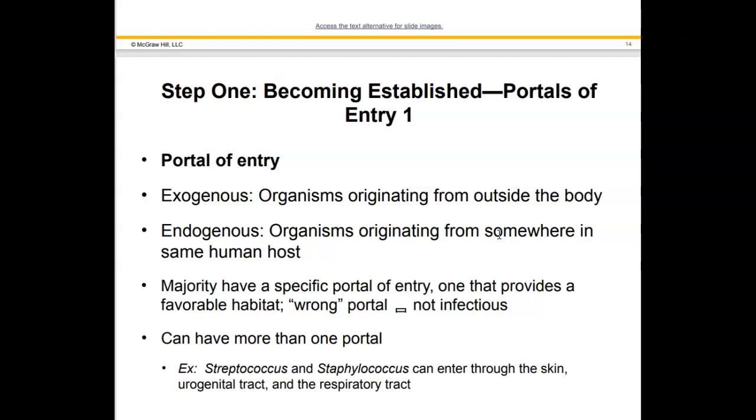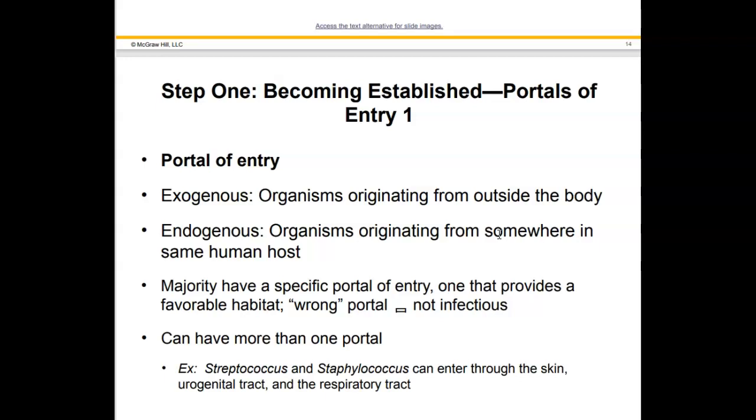Now, the majority of these pathogens have a specific portal of entry, one that provides a favorable habitat. So this is going to be an easy access for them. And it says if it goes to the wrong portal, it's not necessarily infectious, right? So if it goes into the wrong portal, a lot of times nothing's going to happen. Nothing further results from it.